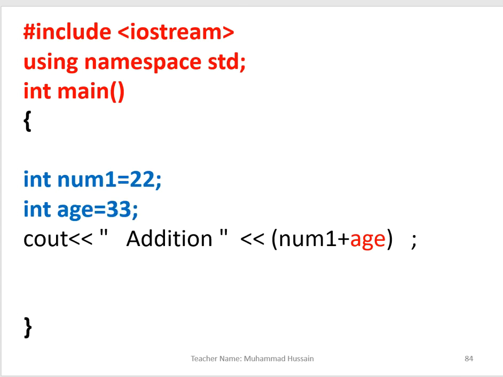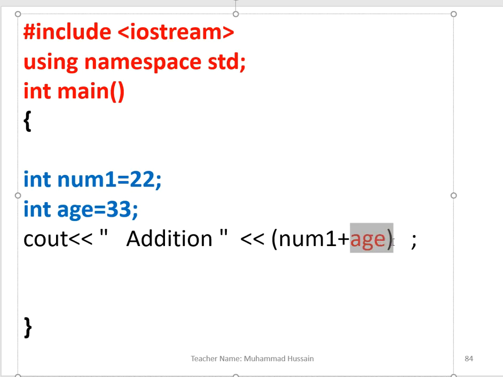Now it's okay. If the compiler comes to this area, it will say okay, age is some kind of a variable and it contains some value. So the result will be, I think now you can easily tell me. The result will be 55.